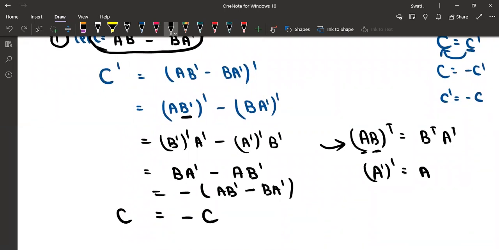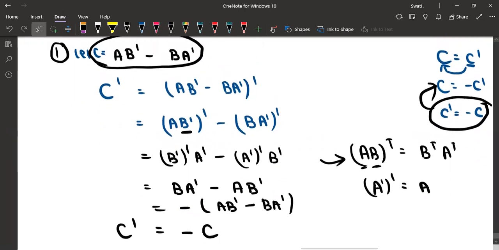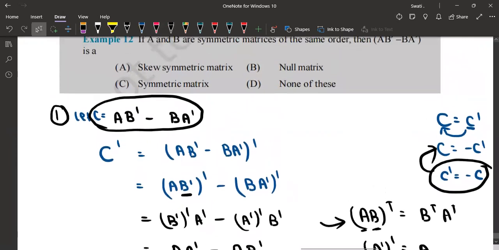So what did I get? Cᵀ is equal to minus C. That means this condition, which is the same as this one only. So it is a skew symmetric matrix. That is why, which is the correct option? The correct option here is not B, not D, not C, but option A. That is a skew symmetric matrix.